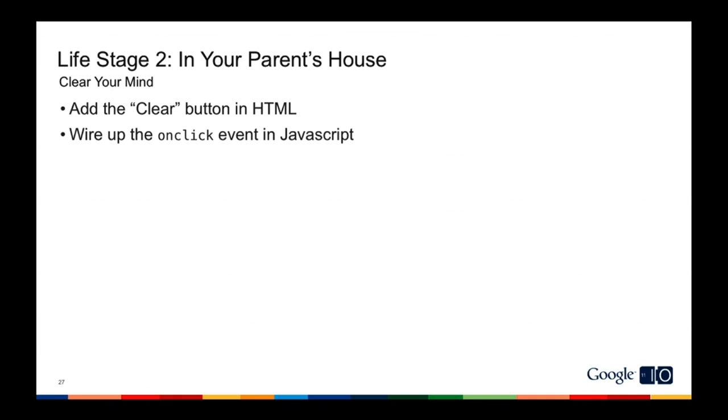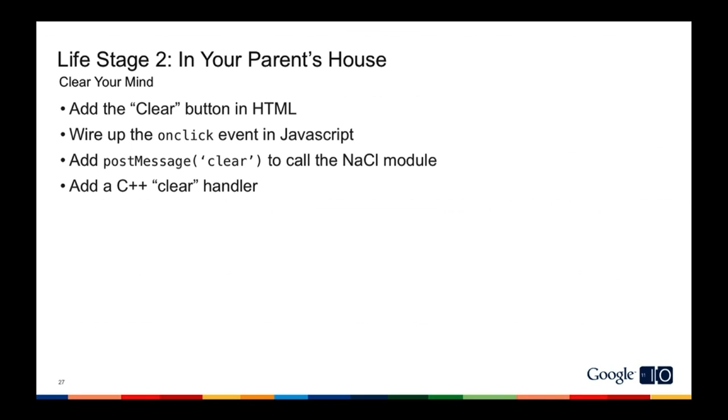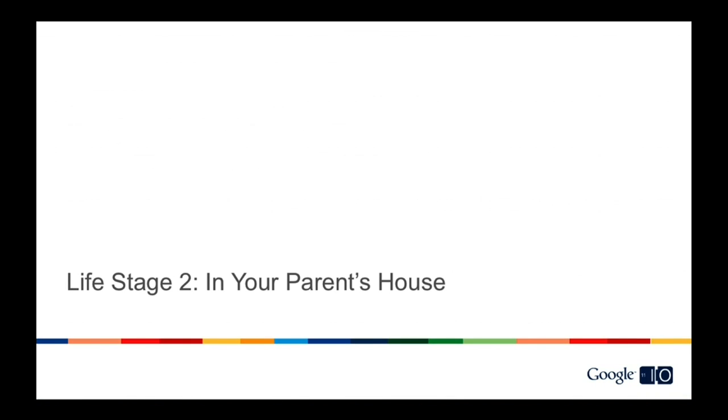The first thing we'll do is actually add the clear button in the markup, right? You web programmers, totally easy. Use a button inside of a form, not hard. Then we'll wire up the on-click event on that button using JavaScript. And that'll bubble through into the view controller, which owns the NACL module DOM element, and actually finally do the post message of the clear method. And then we'll add a handler in C++ for that. So you see the whole process start to finish.